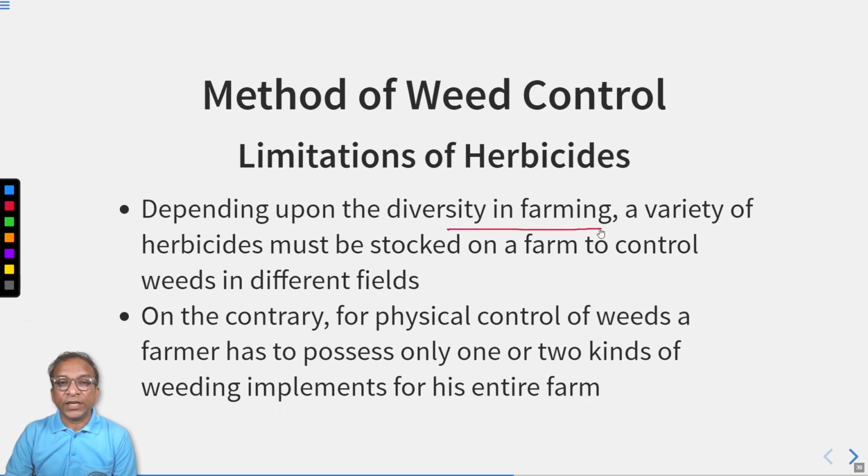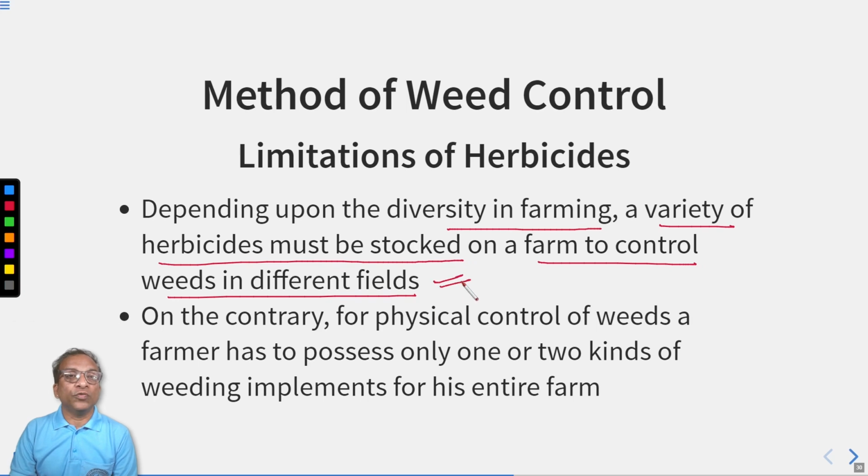Depending upon the diversity in farming, a variety of herbicides must be stocked on a farm to control the weeds in the different fields. We have diversity in our crops, so a variety of herbicides must be kept in stock by the farmers. Whenever we are using a particular crop, we can use its herbicide. So if you have a number of crops, then accordingly you must have a number of herbicides. This is one of the drawbacks.